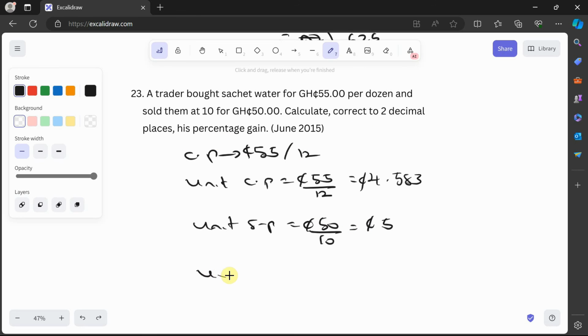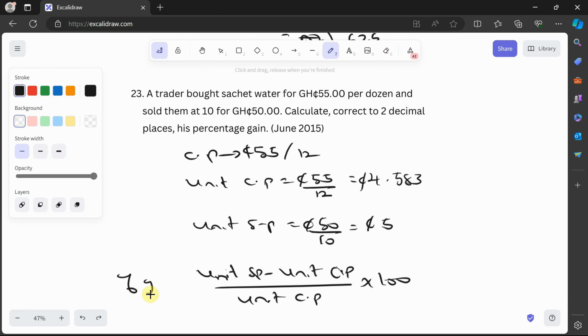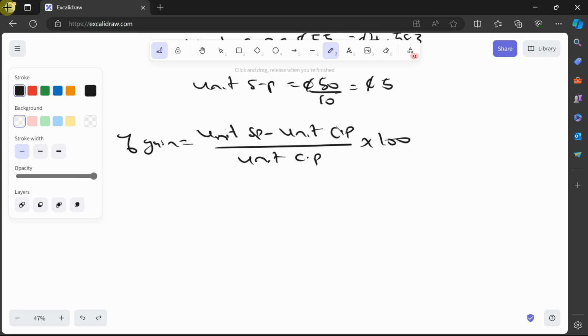The percentage gain would be the unit selling price minus the unit cost price, all over the unit cost price, times 100. Of course, it will be a gain because we have 5 cedis and we have 4.583 cedis. So that will be 5 minus 4.583, all over 4.583, times 100.